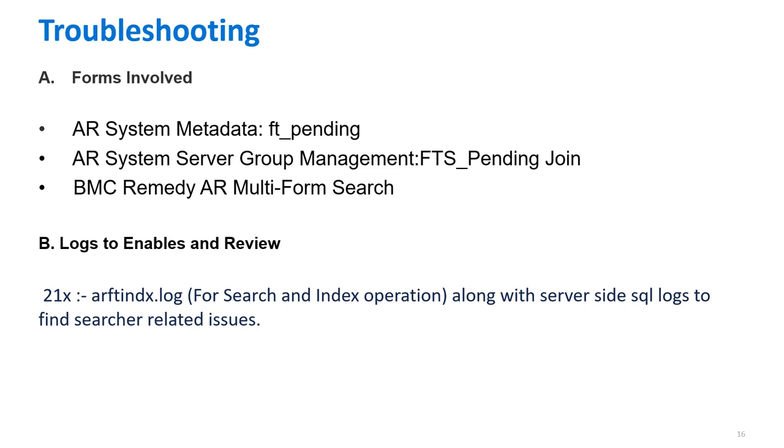Now, whenever we are performing such troubleshooting, we always look at three different forms. First form is AR System Metadata: FT_Pending. We'll talk about this form and its role. Second form is Server Group Management, which is nothing but a configuration form for FTS. Third is AR System Multi-Form Search. In case of a global search, this form can be used. Apart from these, SQL logs along with the ARFT index.log can help us troubleshoot indexing as well as search related issues.